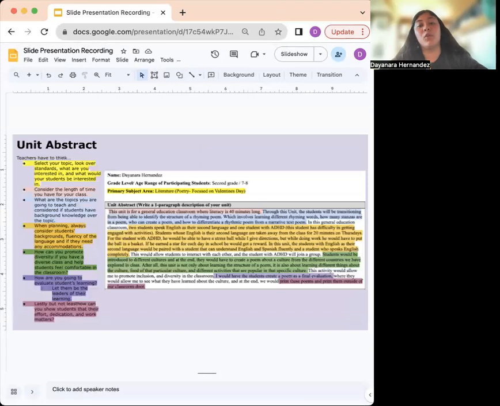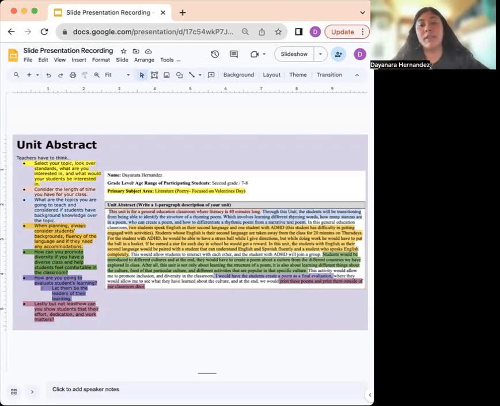Then transitioning over to unit abstract, first you have to select your topic. Look over standards. What are you interested in? What will your students be interested in? For my lesson, I chose literacy and I focused on poetry and Valentine's Day since it was February by the time I will be teaching this lesson.